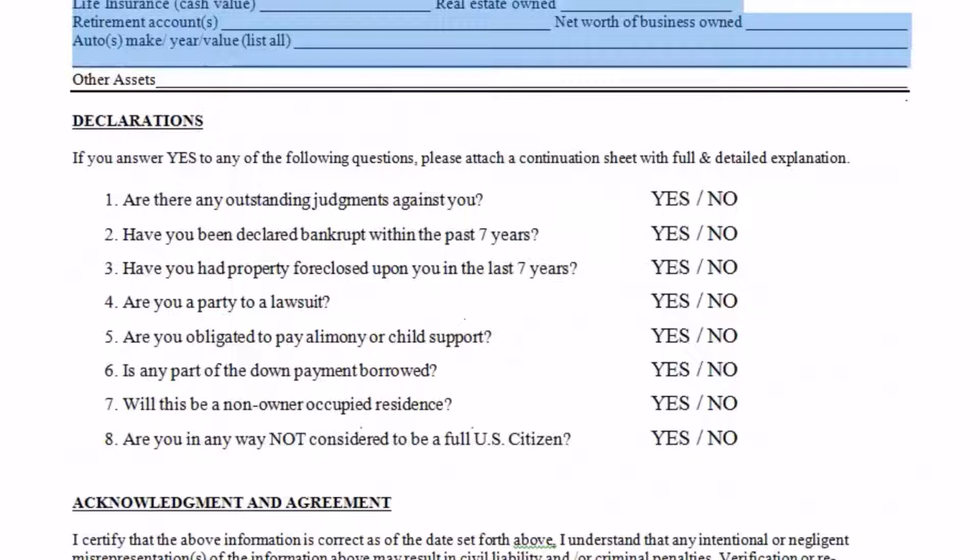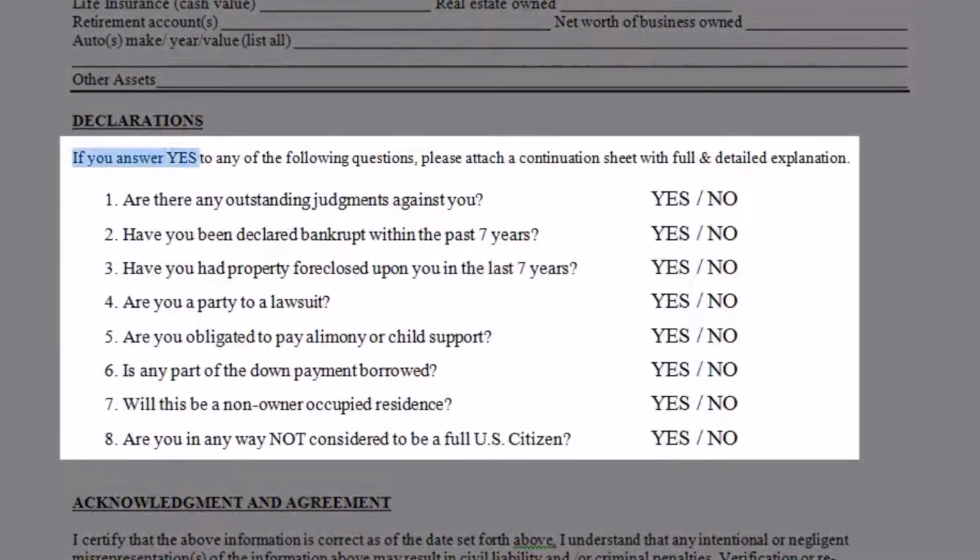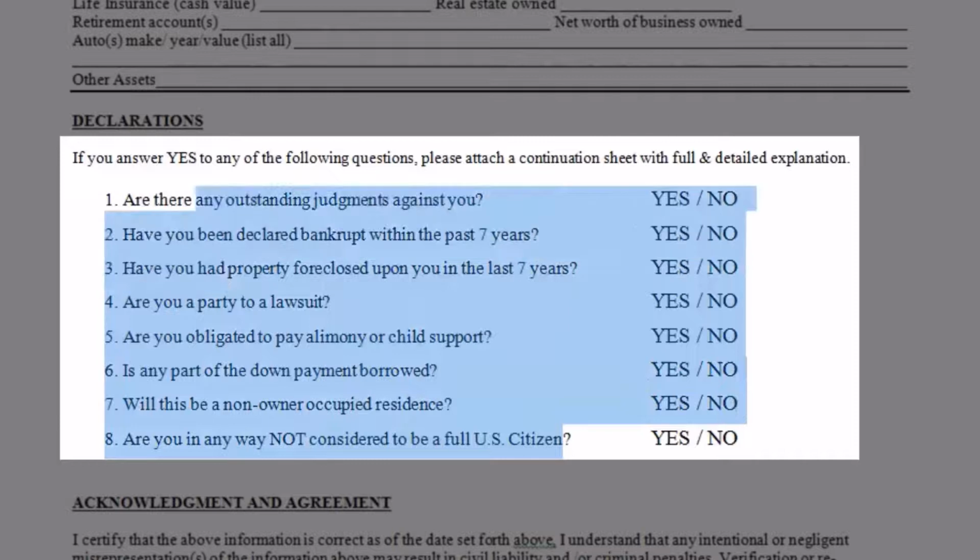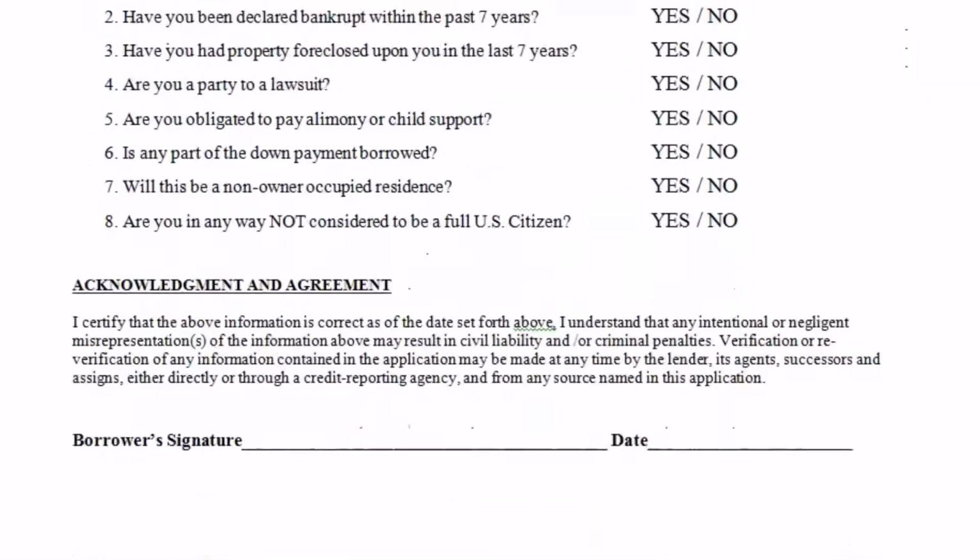Okay. Last but not least, declarations. If they answer yes to any of these questions, they have to attach a sheet explaining why. All right. Outstanding judgments, if they've declared bankruptcy in the last 7 years, ever been in foreclosure, party to a lawsuit, obligated to alimony or child support, borrowing part of their down payment, if it's going to be non-owner occupied, and if they're not a full U.S. citizen. Those would all be things that you need further explanation in writing, okay? And then a final acknowledgement agreement.